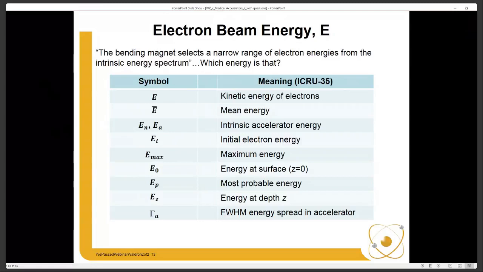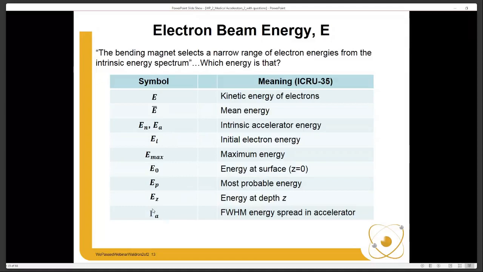So we're now beyond the window. We've exited the bending magnet. E max refers to maximum energy, regardless of whether we're in the accelerator or out of the accelerator. Now E naught, E sub P, and E sub Z have very specific meanings dosimetrically, and of course these are clinical terms. E naught refers to the electron energy at the surface of usually a water phantom. E sub P is the most probable energy, and the most probable energy can refer to any one of these energies so far. And E sub Z refers specifically to energy at a given depth. Again, this is a clinical energy designation.